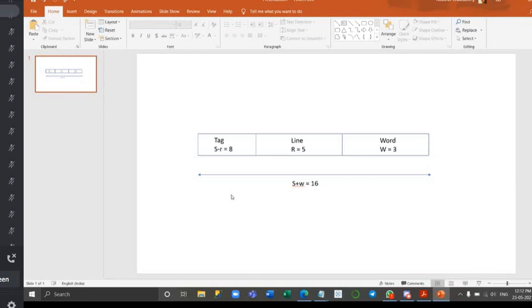2 to the power R is the line, and it is the number of cache lines, correct? R is not the number of cache lines. R is the number of bits that is used to represent the line, and 2 to the power R is the number of cache lines. Yes.